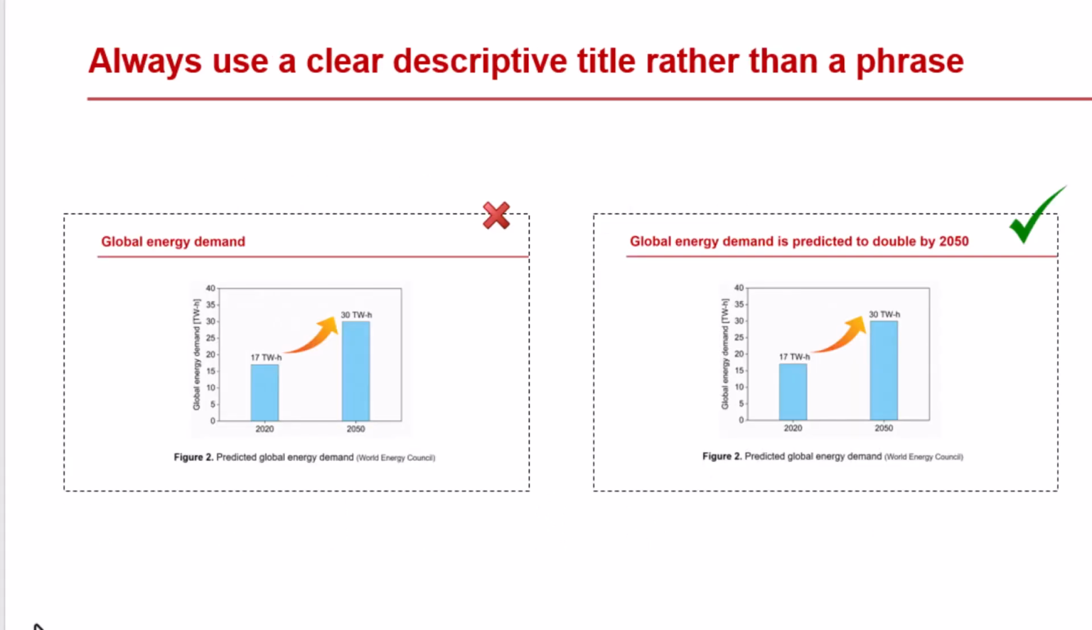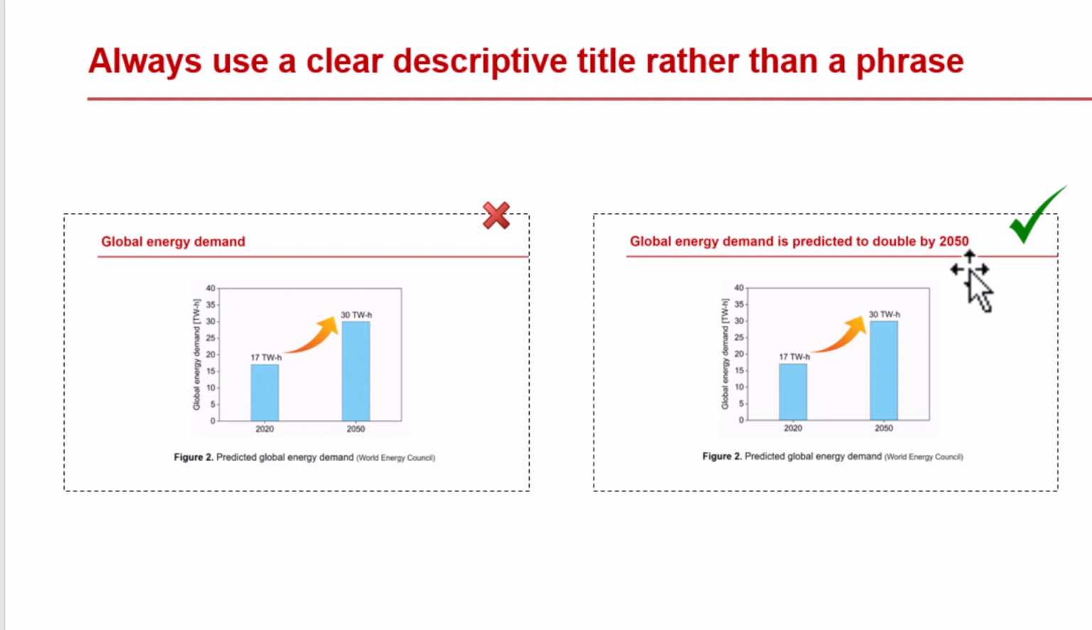It is always recommended to use a clear descriptive title rather than just a phrase. So if you compare these two slides, the one on the left and the one on the right, the one on the left says global energy demand. And then your audience goes like, what about global energy demand? Once you put an action verb and make it a full sentence, your audience reads global energy demand is predicted to double by 2050, and they already understand what your slide is going to be talking about.